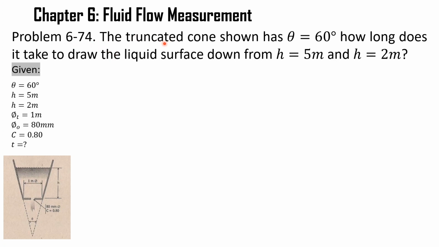The truncated cone shown has theta equal to 60 degrees. How long does it take to draw the liquid surface down from a height of 5 meters to 2 meters? So first, let's identify our given. We have here the angle of 60 degrees and height from 5 meters to 2 meters.